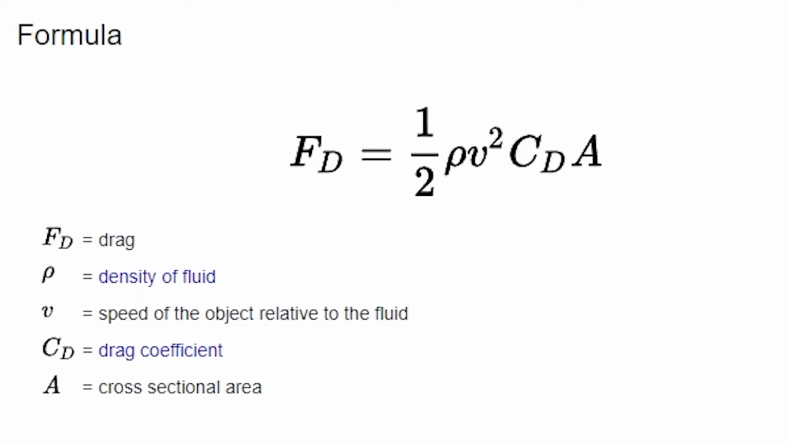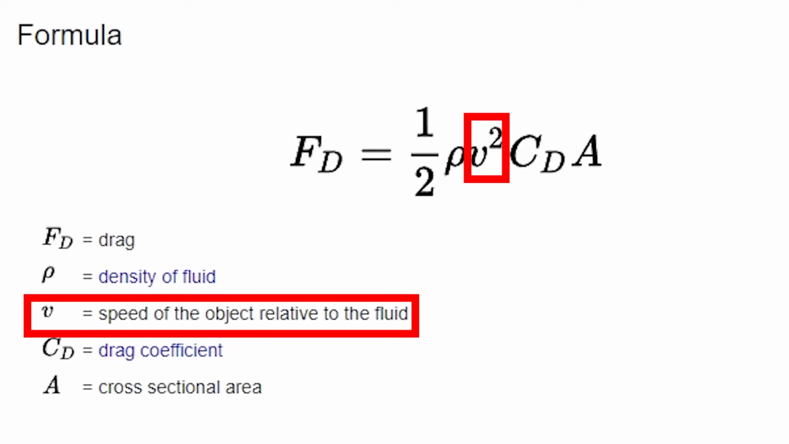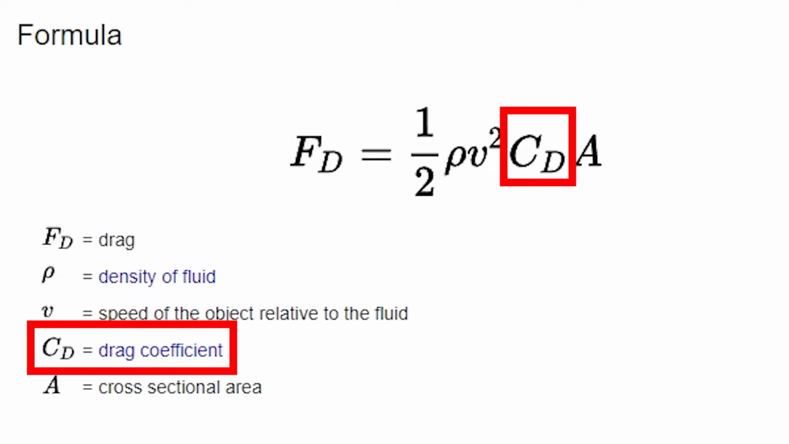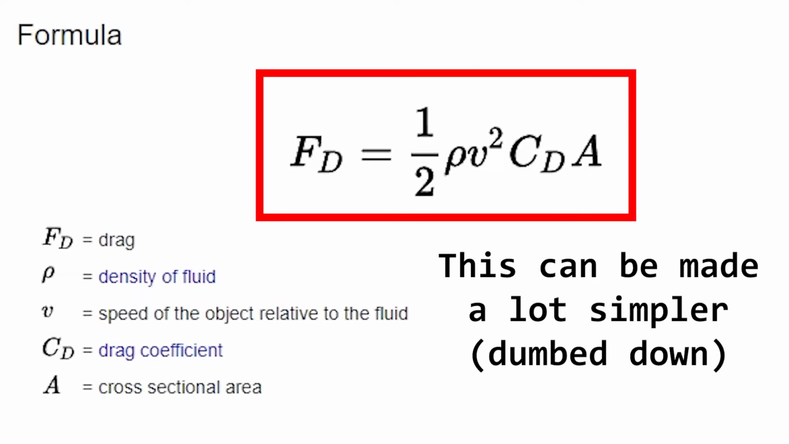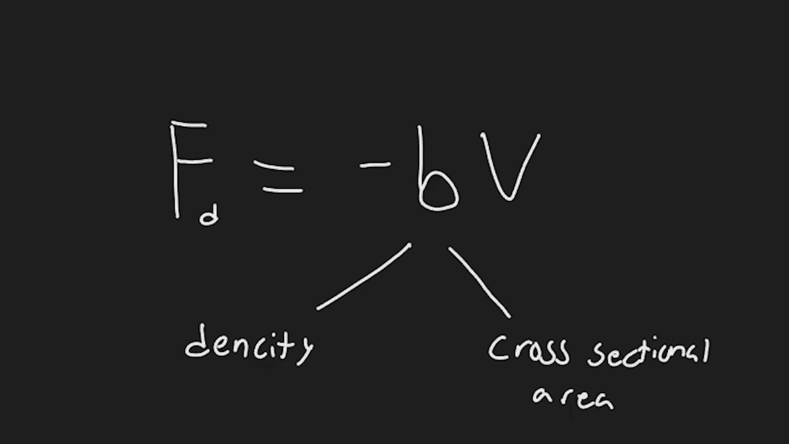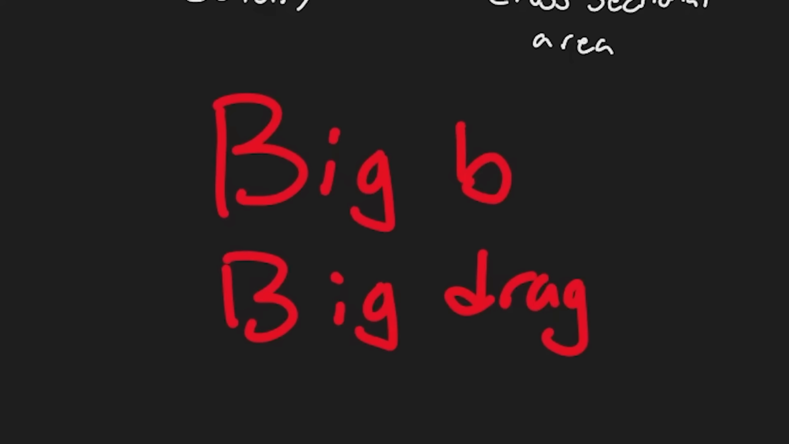The equation for drag is the force of drag is equal to 1/2 times rho, the density of the fluid, times the velocity squared, times the coefficient of drag, times the cross-sectional area. This is kind of a lot, and we really can make this a lot simpler and have it work in the same way conceptually while not really being 100% physically accurate. We can say that the force is equal to negative b times an object's velocity. With this new equation, we get the same idea of having a higher drag with a higher velocity, but the b kind of dumbs everything down, with the density and the cross-sectional area rolled into a big b, big drag.